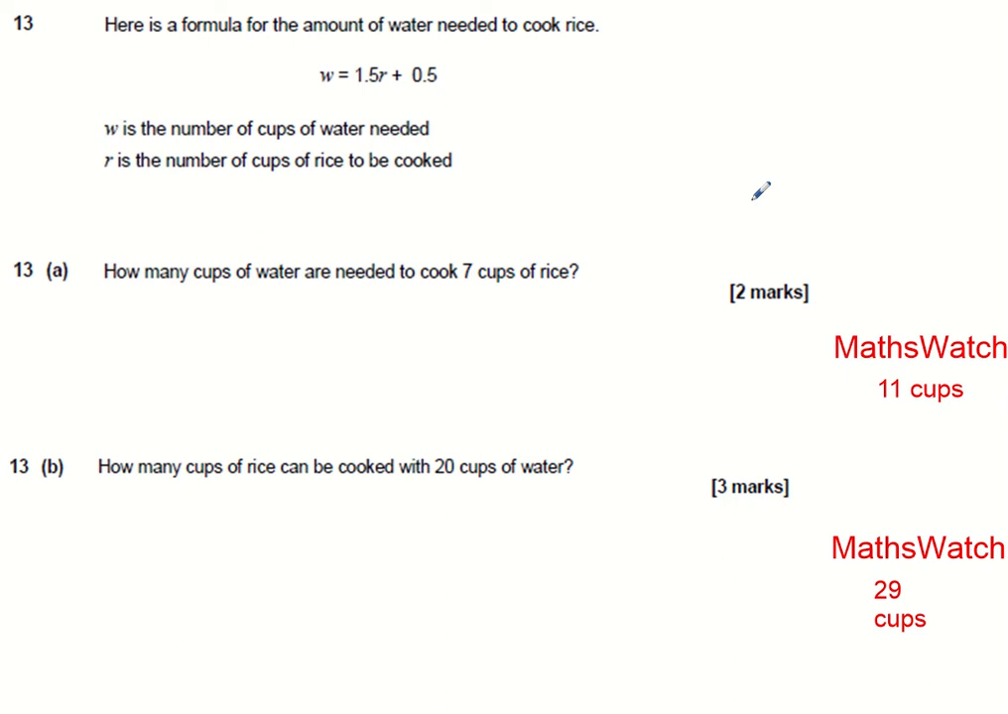So the value of R, the number of cups of rice, is going to be 7. So W is going to be equal to 1.5 multiplied by the number of cups of rice, which is 7, and then add 0.5. 1.5 times 7 is 10.5, and then when we add 0.5 onto that, we can say that we need 11 cups of water to cook 7 cups of rice.